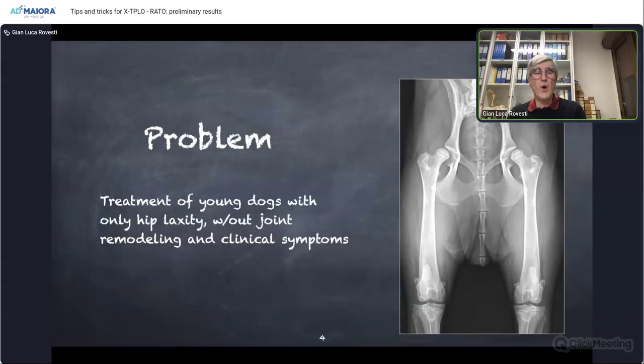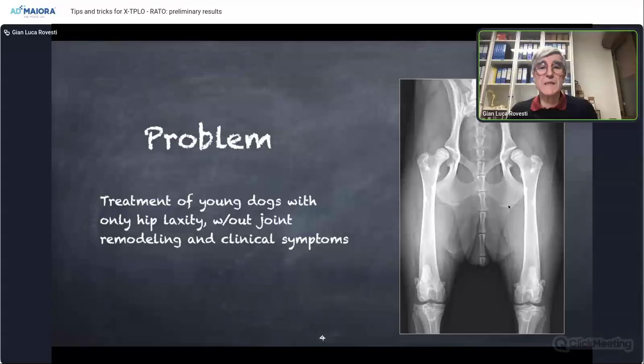So what is the problem that we try to address? The problem was the treatment of young dogs with only hip laxity, without joint remodeling and clinical symptoms. And of course, we had other options. We will get back to this argument after a while.